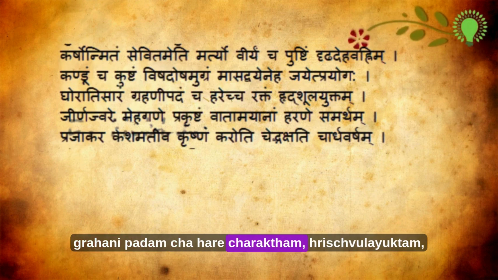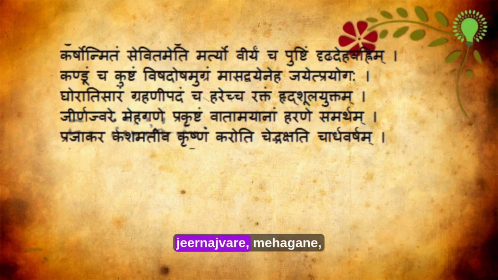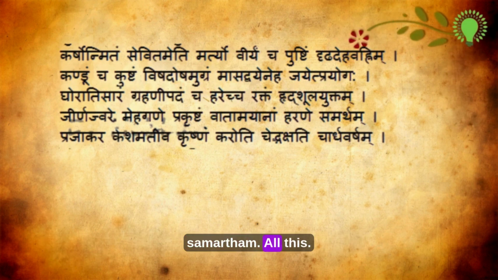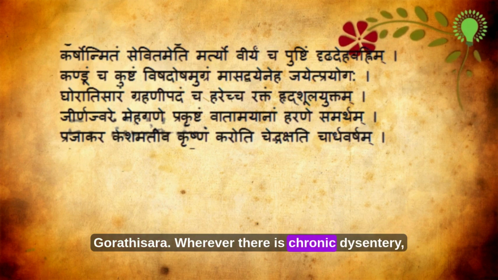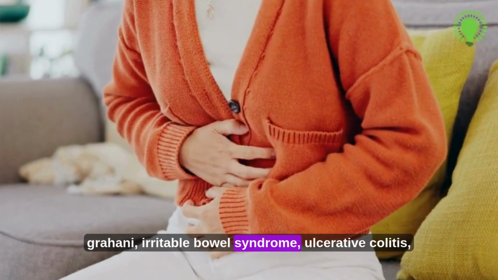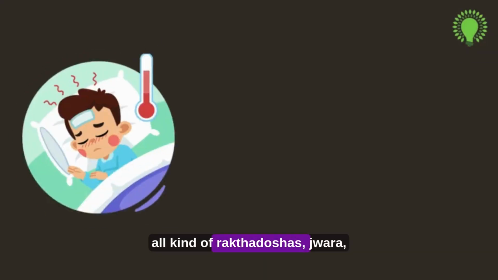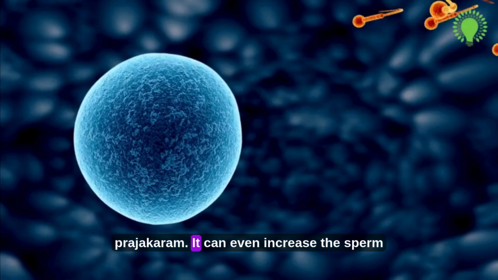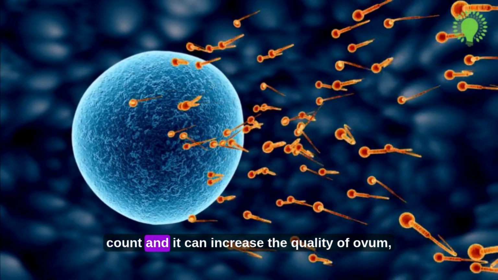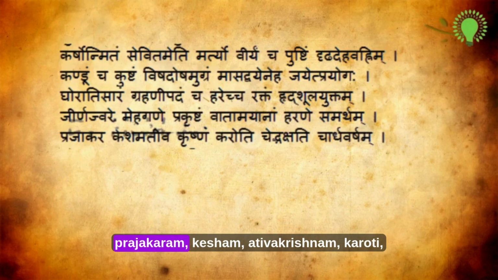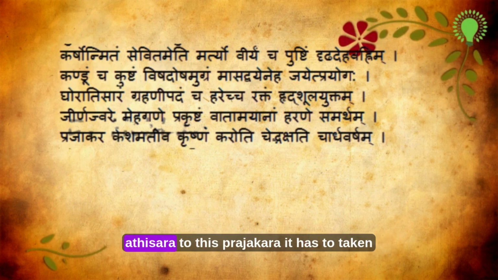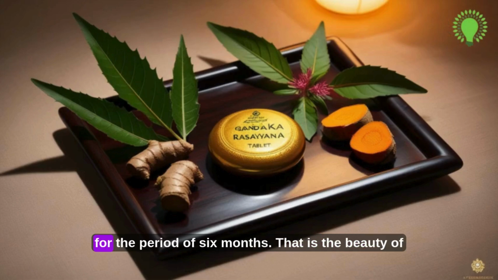Ghoratisaram Grahani Padam Chahare Charaktam Hridshula Yuktam Jeerna Jware Mehagane Prakrishtam Vatamayanam Harane Samartham. All this: Ghora Atisara, chronic dysentery, Grahani, irritable bowel syndrome, ulcerative colitis, all kinds of Rakta doshas, Jwara, diabetes, and Prajakaram. It can even increase the sperm count, and it can increase the quality of ovum. Kesham ativa krishnam karoti chet bhakshati ardhavarsham. For all this, from Atisara to Prajakara, it has to be taken for a period of 6 months. That is the beauty of Gandhaka Rasayanam.